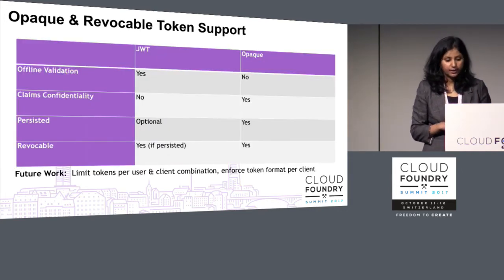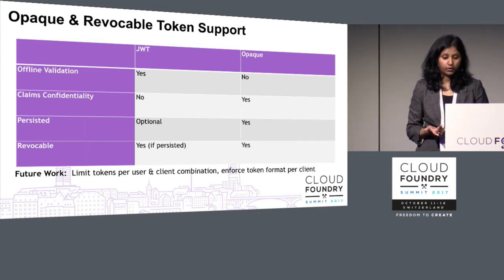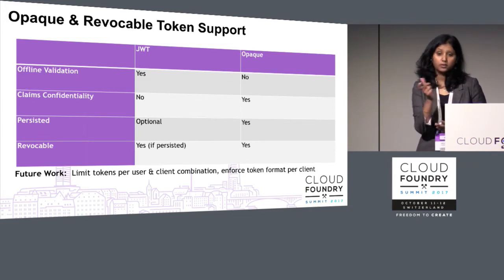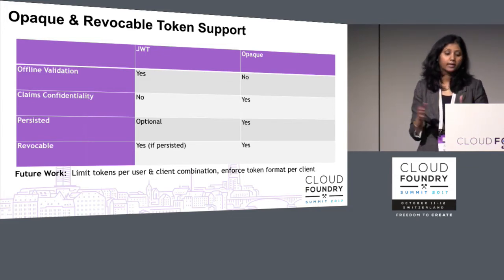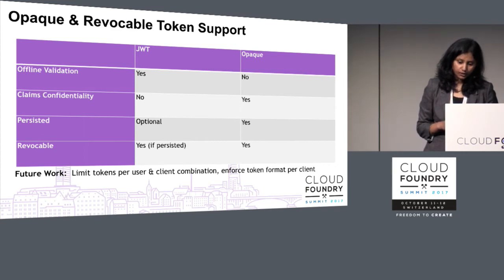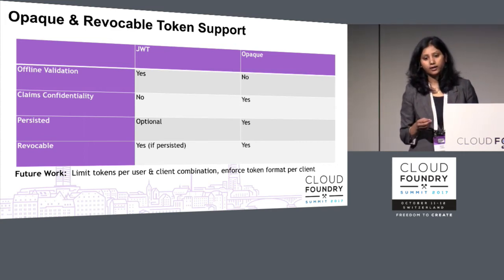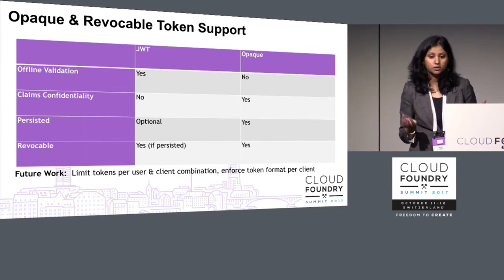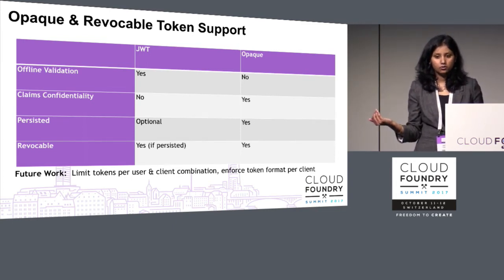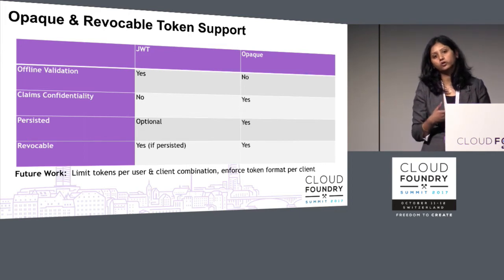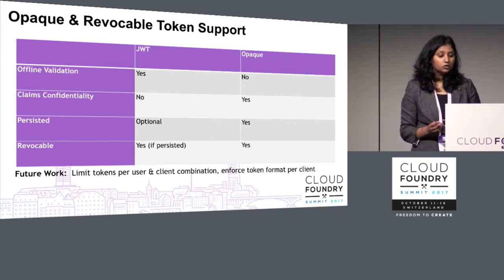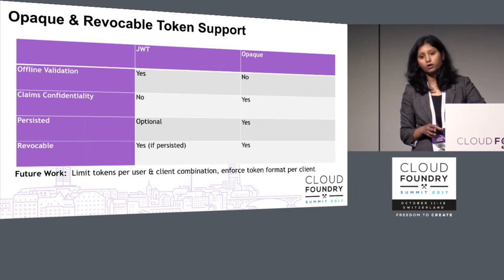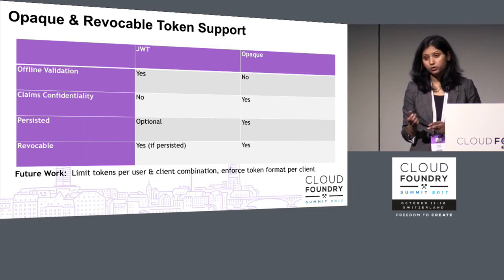So earlier I was explaining UAA's support for JWT tokens. We have added support for opaque tokens also. So as the name suggests, it's an opaque string. Now, the good thing about JWT is that it can be validated offline. This is really important, especially when we are dealing with distributed systems. You don't want this latency, overhead of always having to call back into UAA to validate tokens, right? So with JWT, you get offline validation. With opaque tokens, you don't.